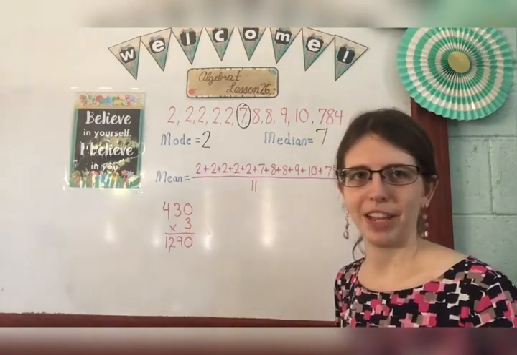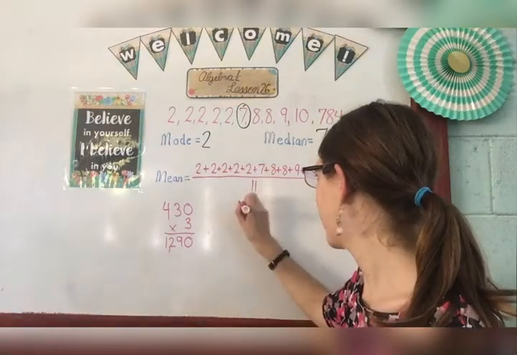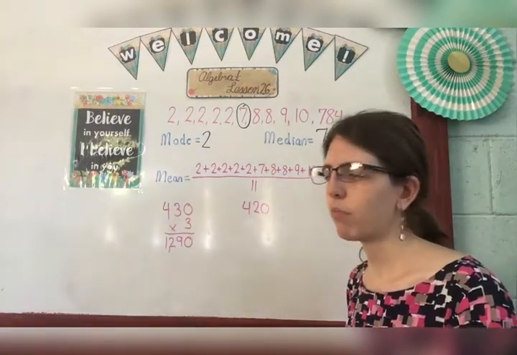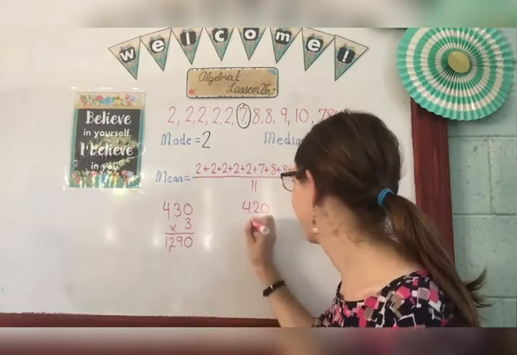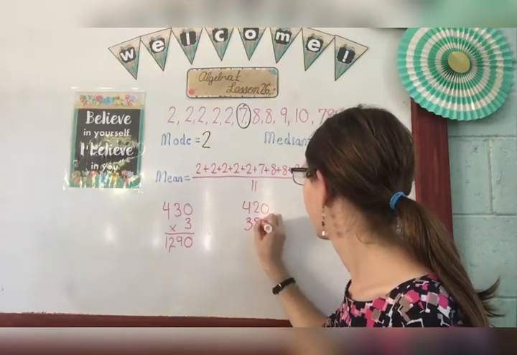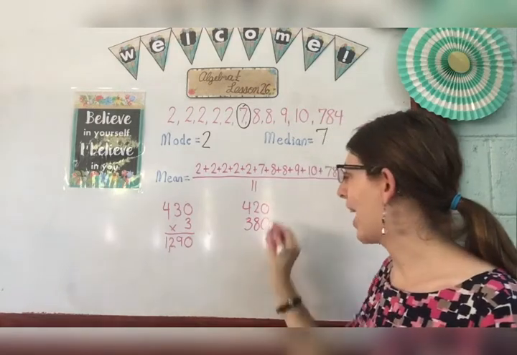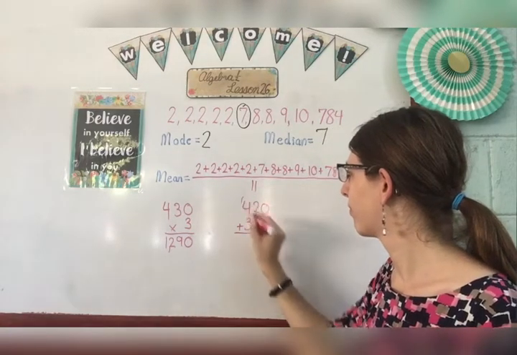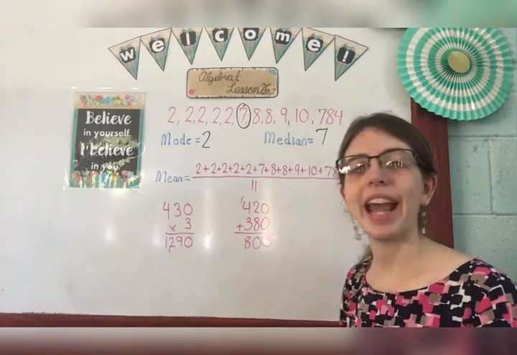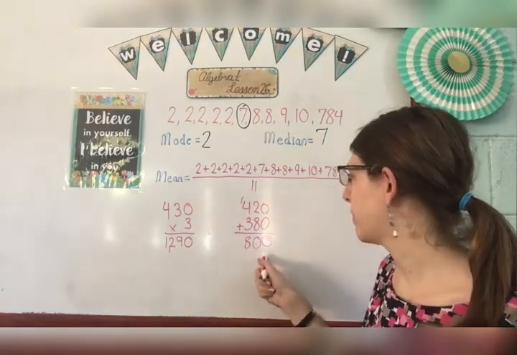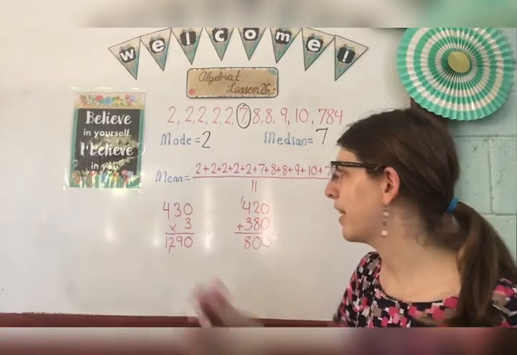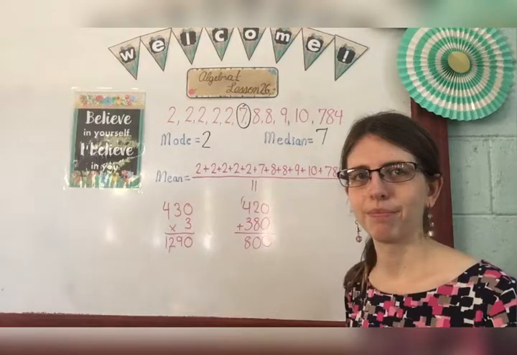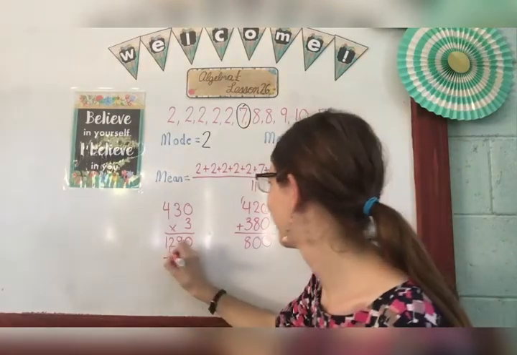What was the first building? 420. What was the second building? 380. So we need to add these two together. You get 800. So the first two buildings are 800. All three buildings are 1,290. How do I find the missing building? Subtract.